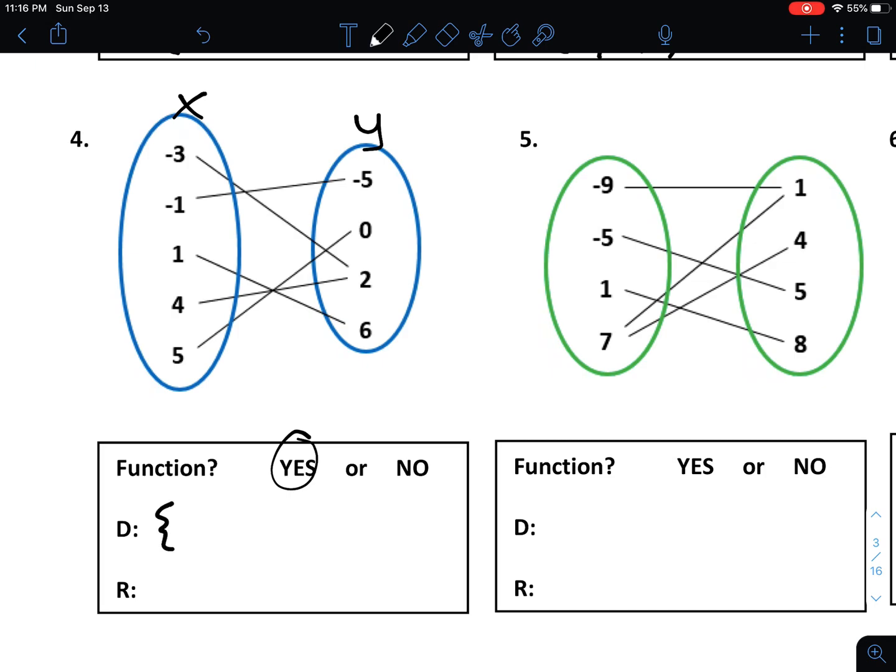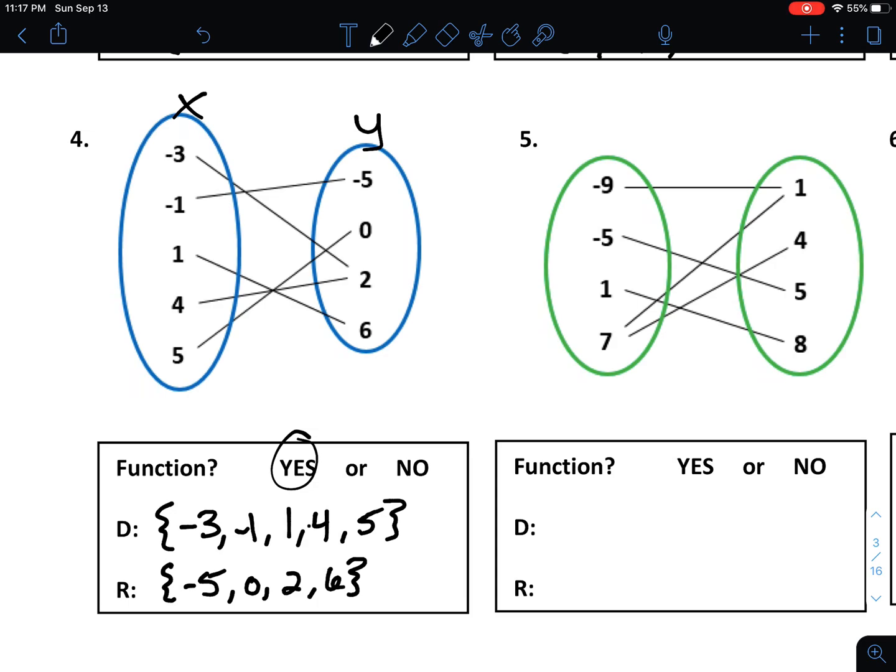And our domain, we would look at our x values. They are already in order for us, so we just need to copy those down. -3, -1, 1, 4, and 5. For range, those are actually also in order for us. So -5, 0, 2, and then 6.